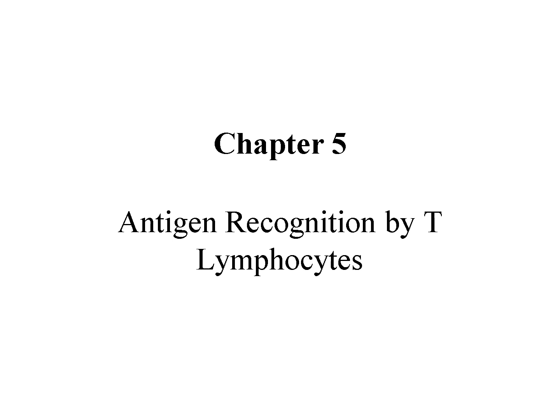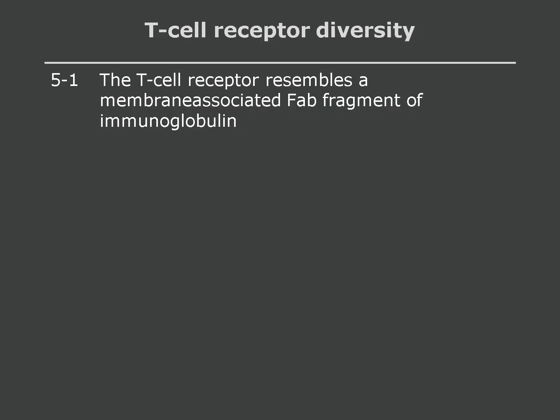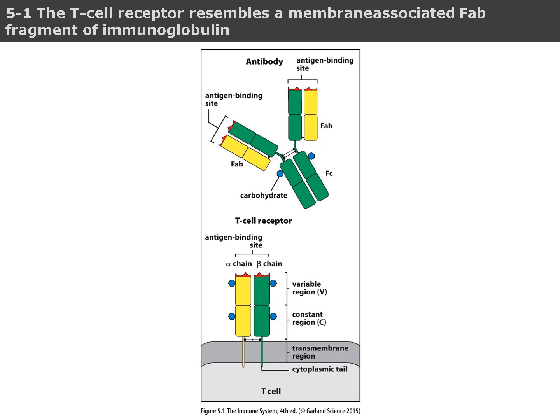Chapter 5: Antigen Recognition by T lymphocytes. The T-cell receptor resembles a membrane-associated Fab fragment of immunoglobulin. This figure compares the structures of an antibody and a T-cell receptor, showing both shared features and key differences.